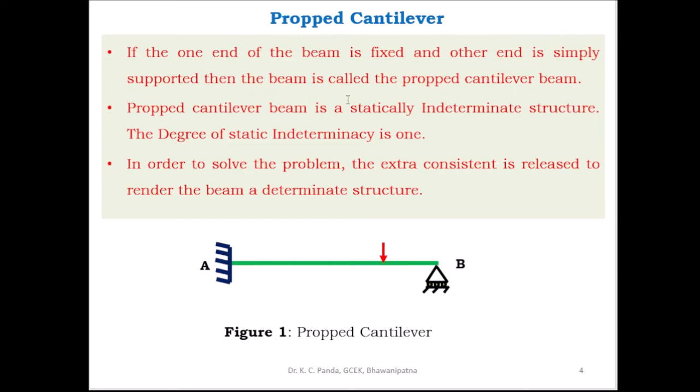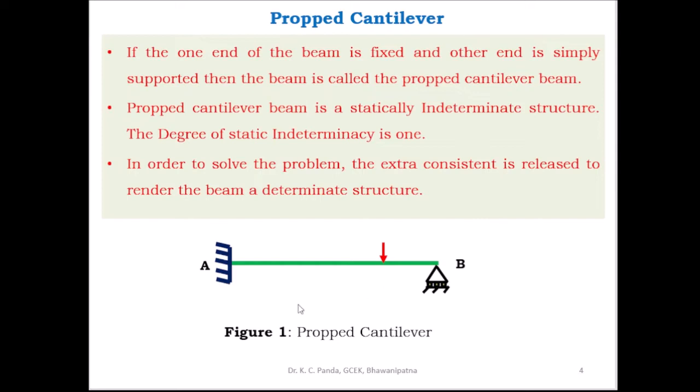Because of this, a propped cantilever becomes an indeterminate structure. The degree of static indeterminacy is equal to 1. Therefore, we require one more equation to solve the problem. The third equation can be obtained from the consideration of deflection or slopes, that is, from the compatibility condition. So this is the propped cantilever.